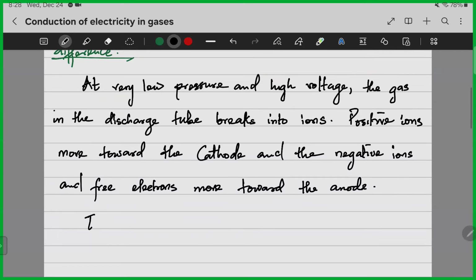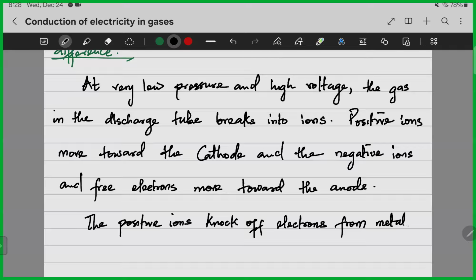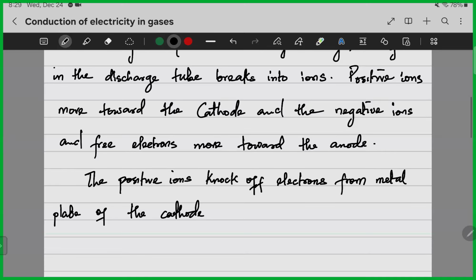It's good to note that the positive ions knock off electrons from the metal plate of the cathode. So as the positive ions move towards the cathode, they knock off electrons, attracting them from the metal plate of the cathode.